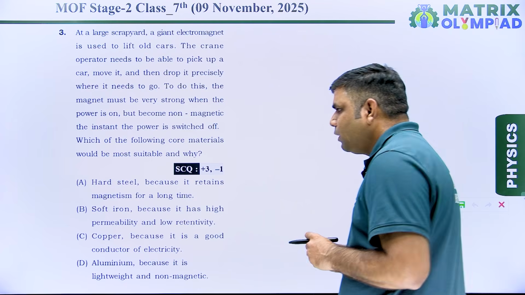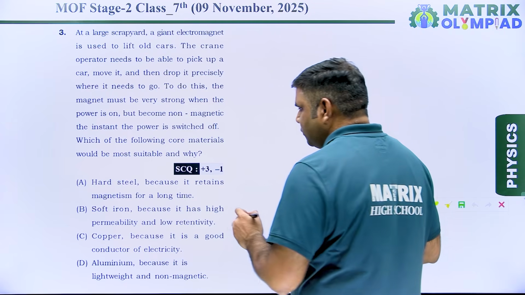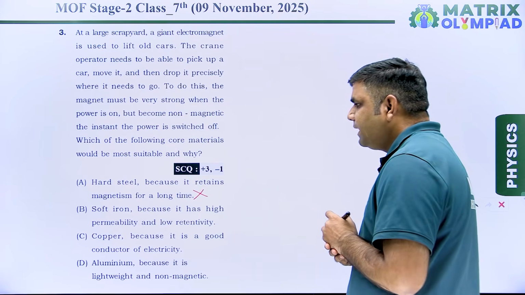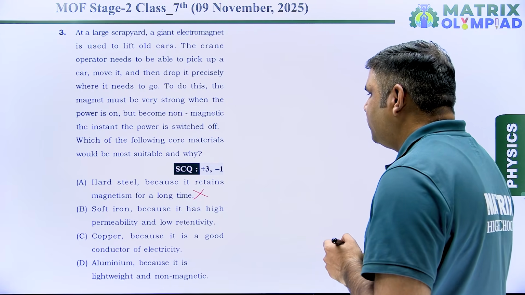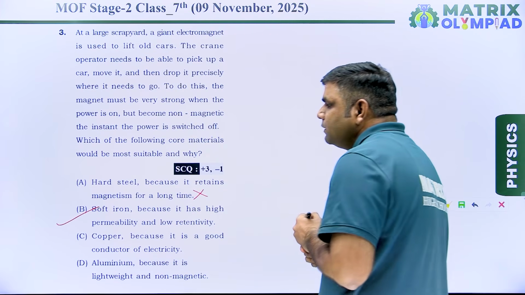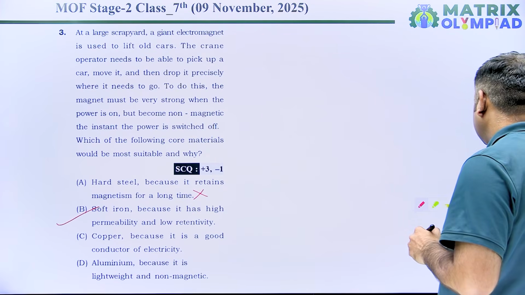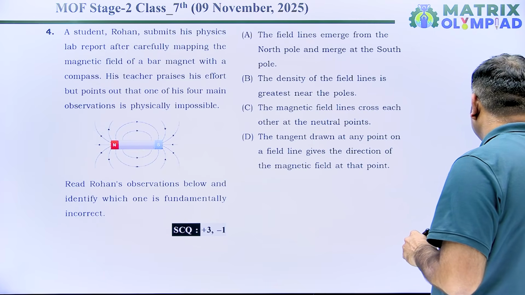So we have options. Hard steel because it retains magnetism for a long time, no. Soft iron because it has high permeability and low retentivity. So our correct answer will be option number B for question number 3. Let's move to the next question, that is question number 4.